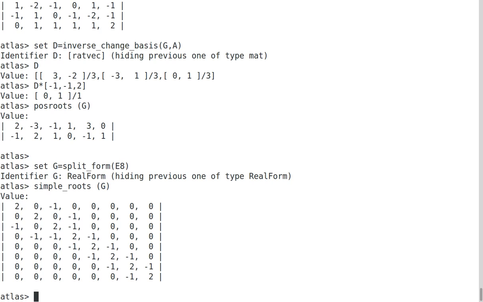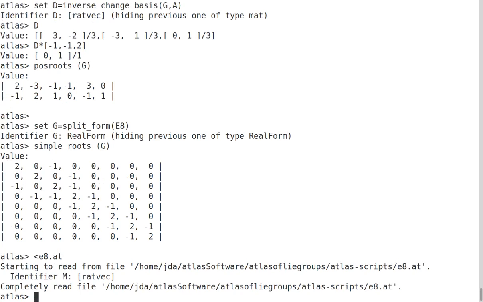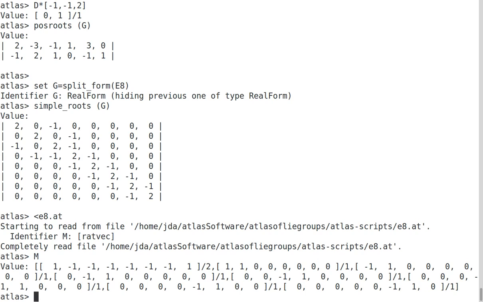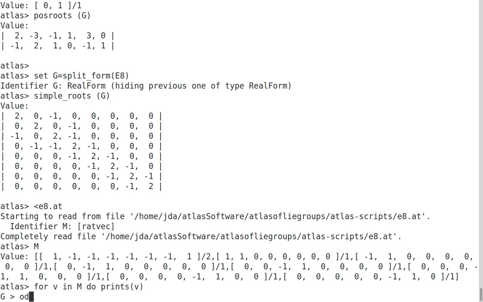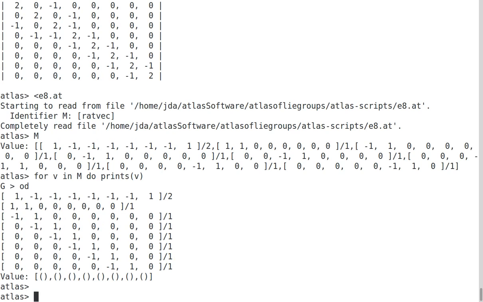What I want to use is the usual Bourbaki coordinates, and I've put those in a file. I'm going to load it now, called E8. I called it this matrix M. It's a rational matrix, so let's look at it this way. So here are the simple roots of E8 in the usual coordinates. The first one is the one with some 1s and minus 1s all over 2, and then a bunch of vectors of the form 1, minus 1, or 1, 1. So that's the coordinates that I like.